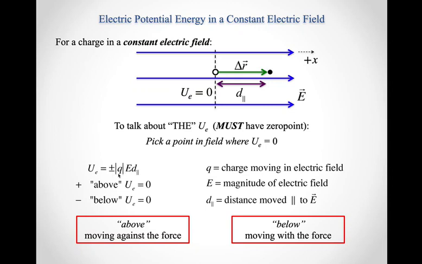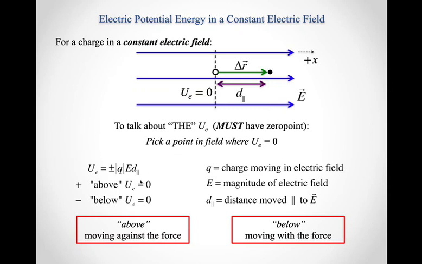Again, I'm going to choose to let Q be in absolute values here, so I just want the magnitude of it. E is still the magnitude of the electric field. That's always positively valued. And again, D parallel is just the distance that I've moved parallel to the electric field. So just like what we were talking about before with that delta D, this distance doesn't care about how much you move perpendicular to the electric field. So keep that in mind.